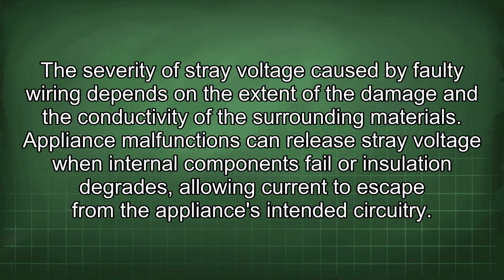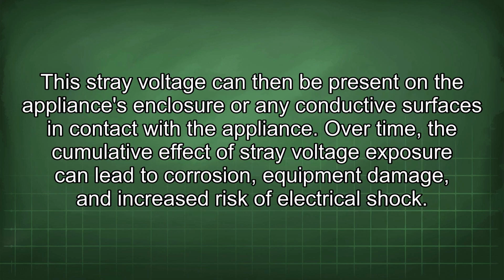The severity of stray voltage caused by faulty wiring depends on the extent of the damage and the conductivity of the surrounding materials. Appliance malfunctions can release stray voltage when internal components fail or insulation degrades, allowing current to escape from the appliance's intended circuitry. This stray voltage can then be present on the appliance's enclosure or any conductive surfaces in contact with the appliance.